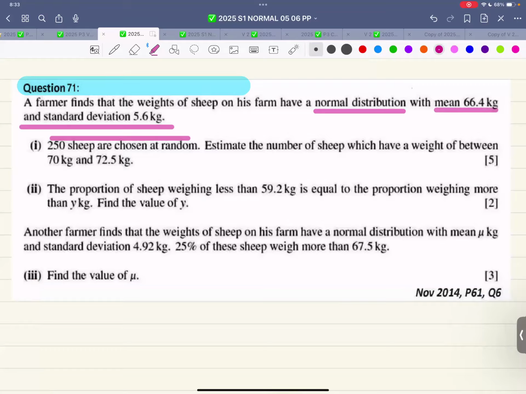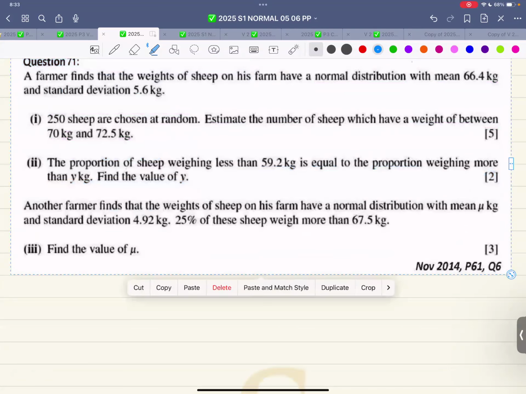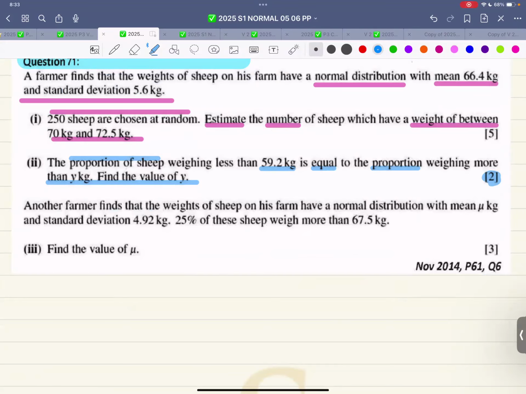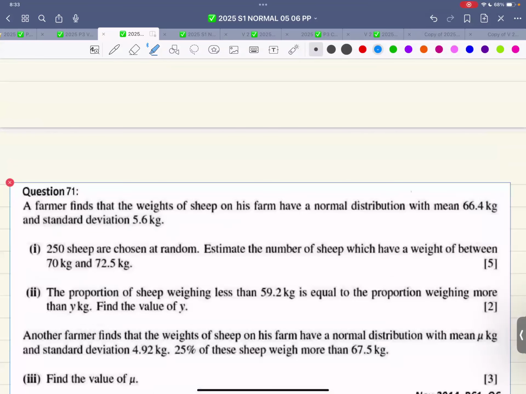250 sheep are chosen at random. Estimate the number of sheep which have a weight between 70 and 72.5. That is easy, but don't forget that this is estimation. The second thing, the proportion of sheep means the same thing as probability, percentage. The proportion weighing less than 59.2 kg is equal to the proportion weighing more than y kg. Find the value of y. This is 2 marks. This is slightly tricky. And then the third part is there. So let me just copy this and take it to the next page. And let me crop this thing.